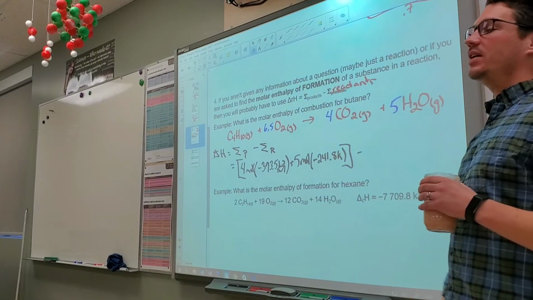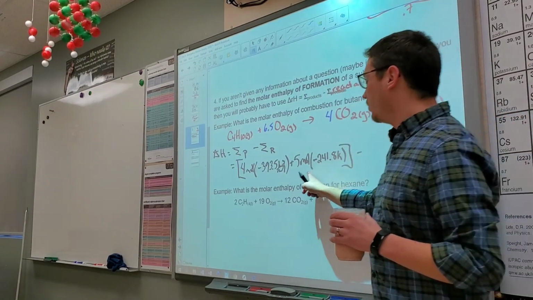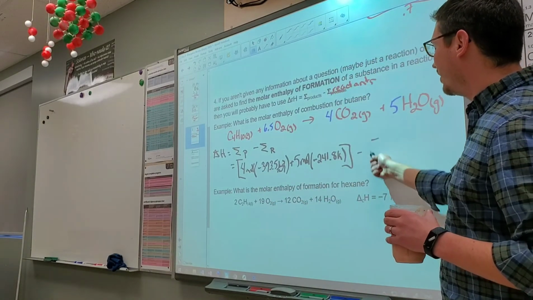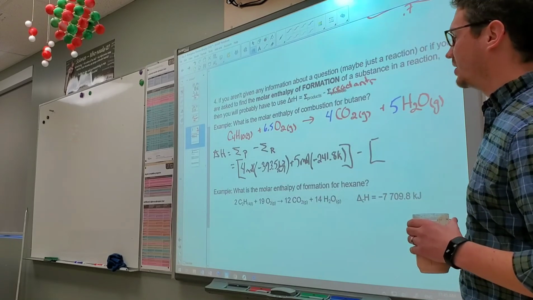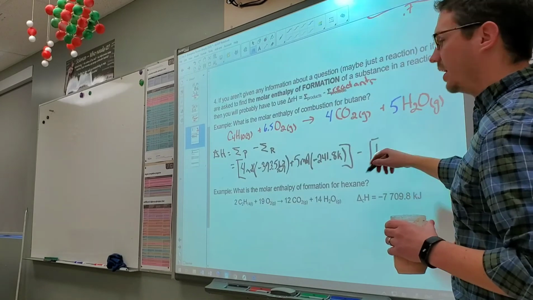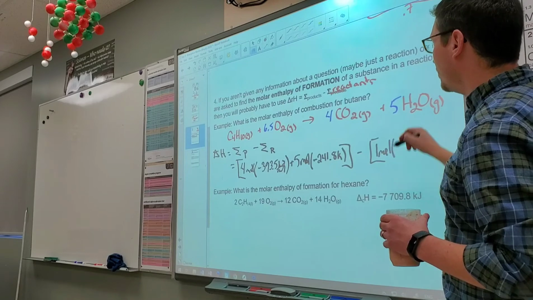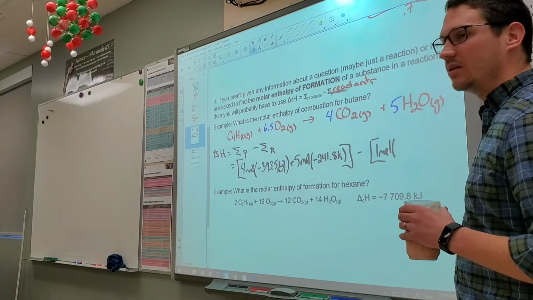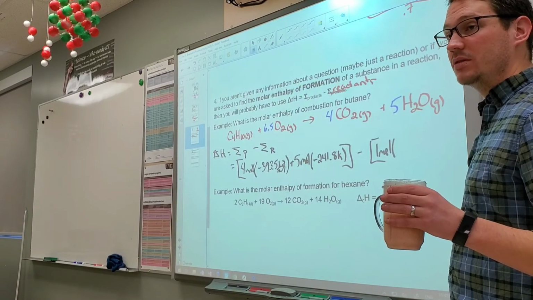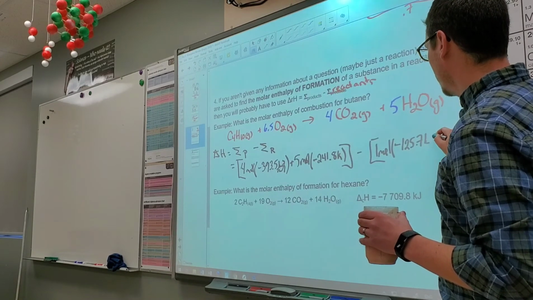Okay, it's really important that you understand that we're adding together the products but we're subtracting the total of the reactants. So how many butanes are here? In mine it's 1, in yours it's 2. 1 mole of butane, and butane's like, what is it, Matt? Negative 125.7 kilojoules per mole.